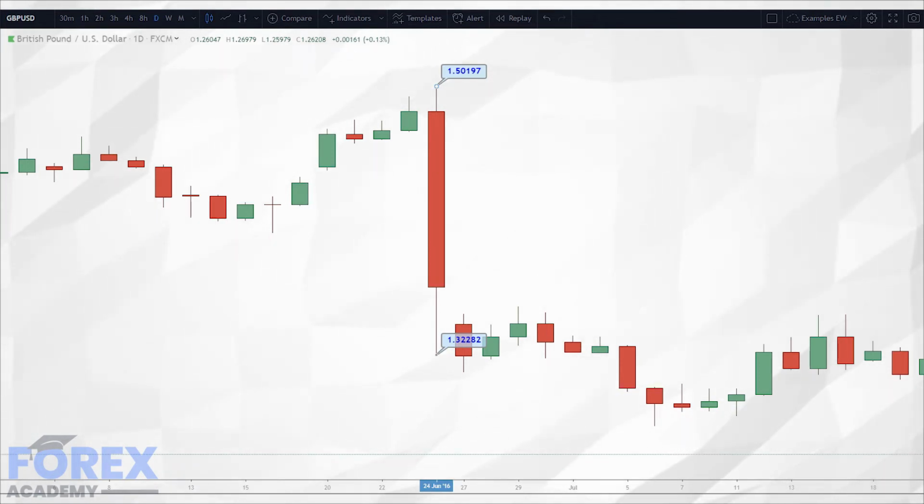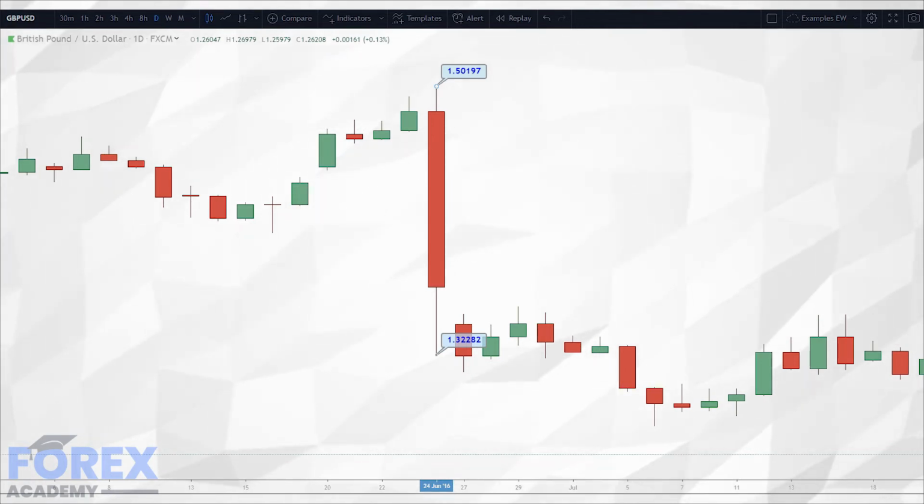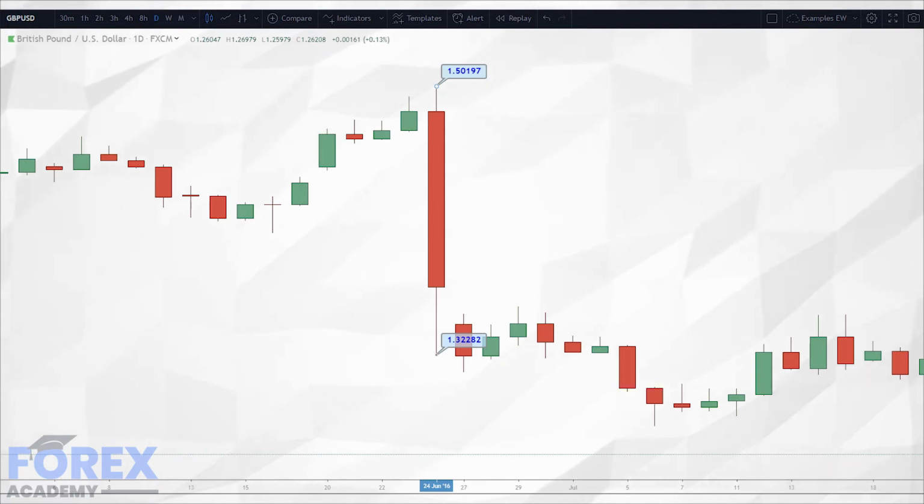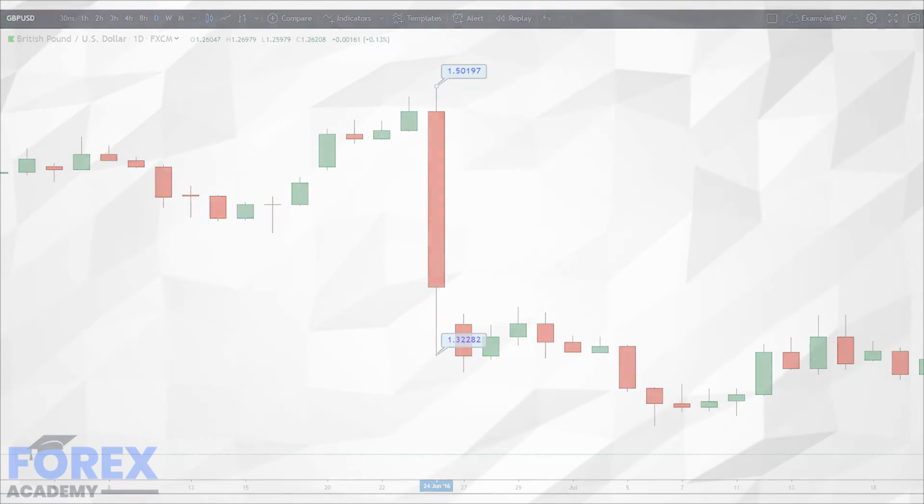In example B, we can see some of the extreme moves in cable from a high of 1.50 before the Brexit referendum to lows of 1.19 and a swing to highs of 1.43 post the referendum. Obviously, fundamental events like this don't happen often. However, let's look at another fundamental event which caused huge market volatility.